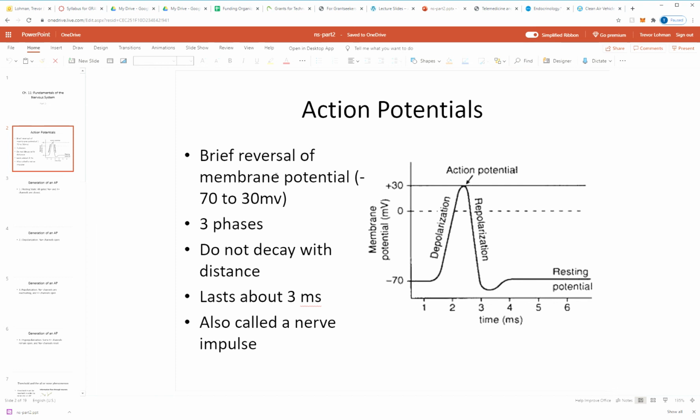That brief reversal is broken up into 3 phases. We're going to go through each of these in detail, but for now just know that they're called depolarization, repolarization, and hyperpolarization. Why are action potentials so important? They do not decay with distance.